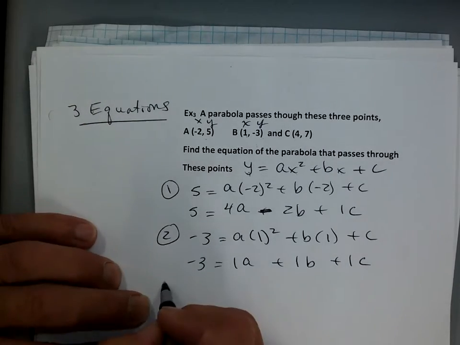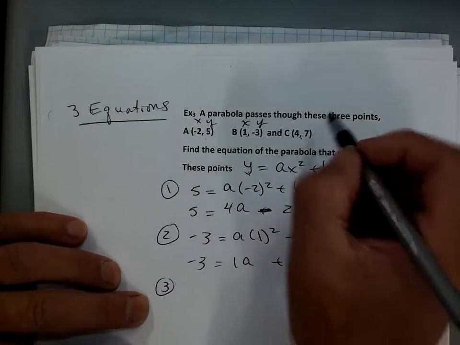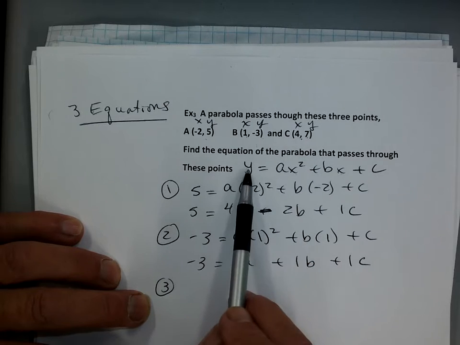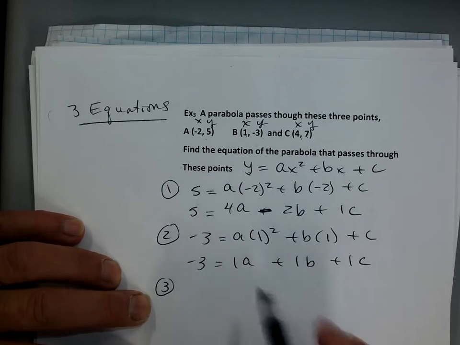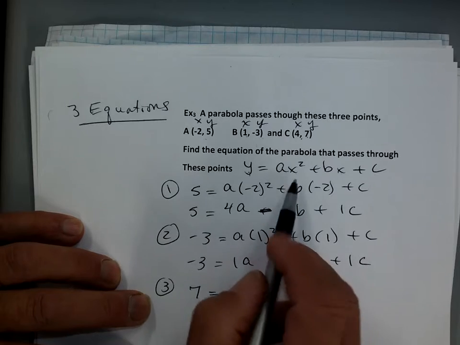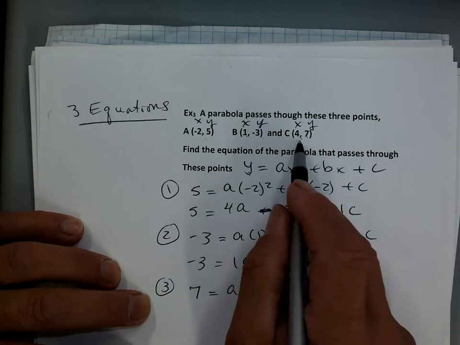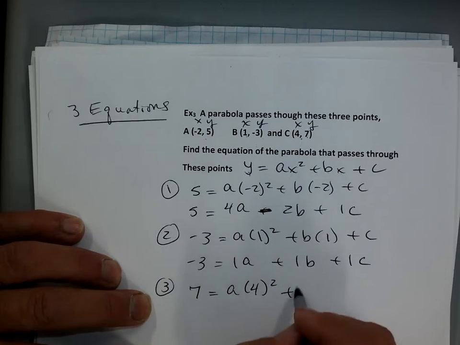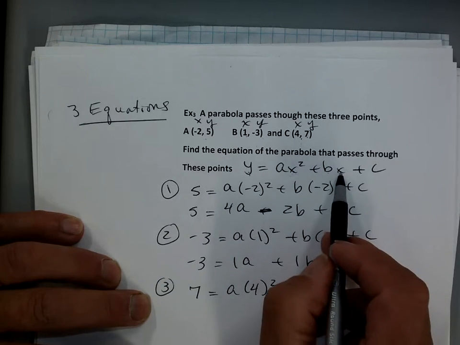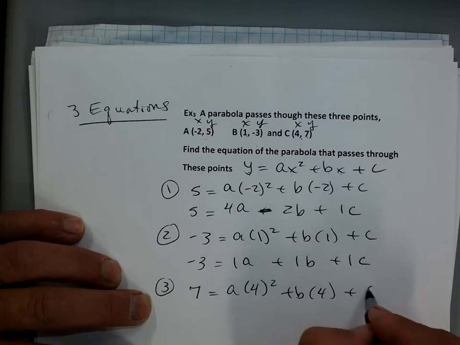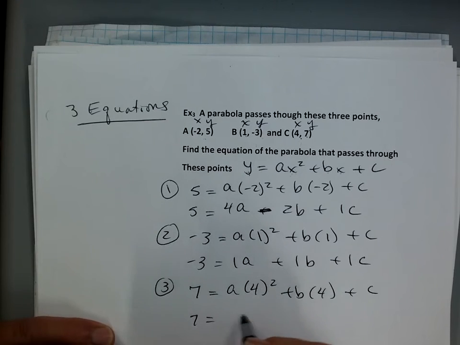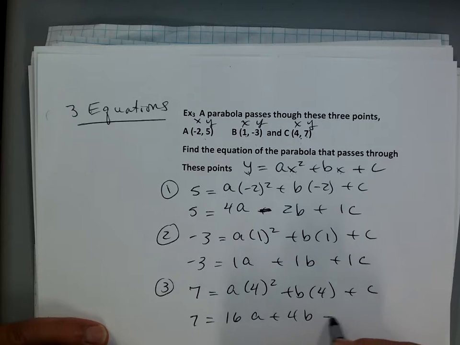I need 3 equations. So equation 3 comes from the third point, some x and y value. Plug the 7 in for y and the 4 in for the x's. So we'll go 7 equals a times 4 squared, just plugging them back into here, plus b times 4, because that's the x value, plus c. Okay, let me simplify this. If I simplify this, I wind up with 7 equals 16a plus 4b plus 1c.